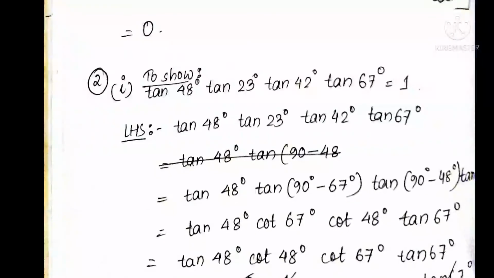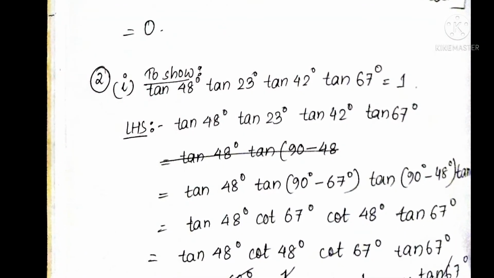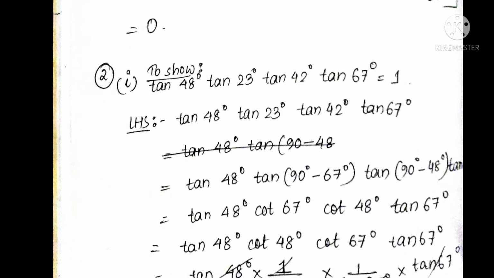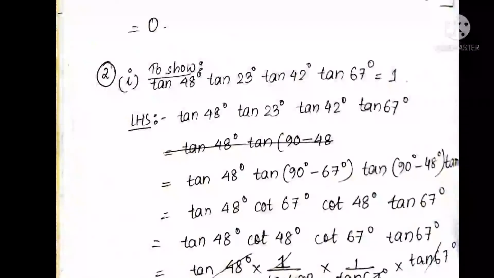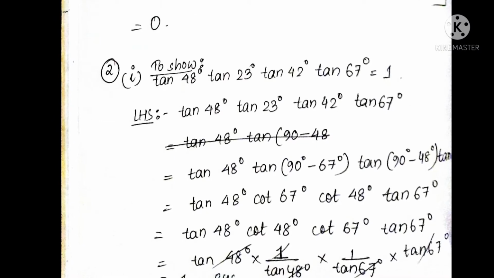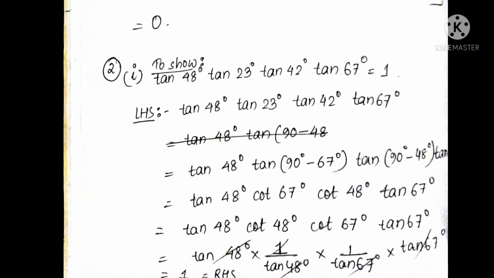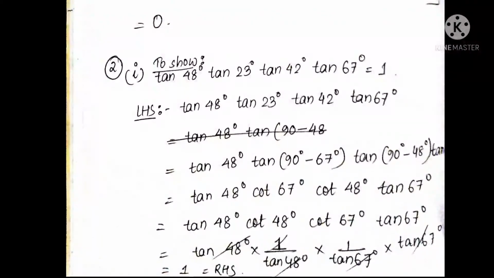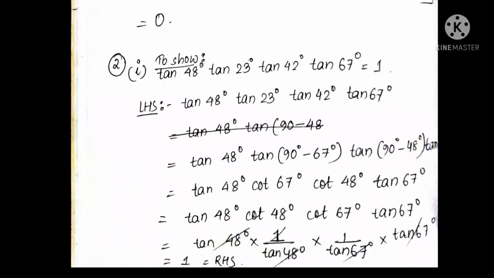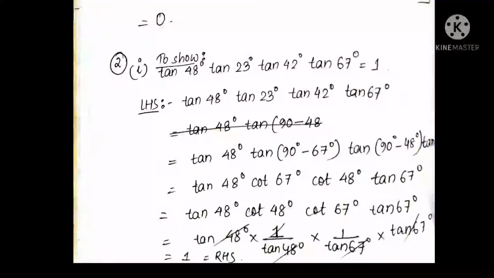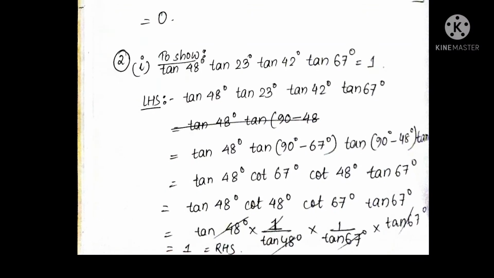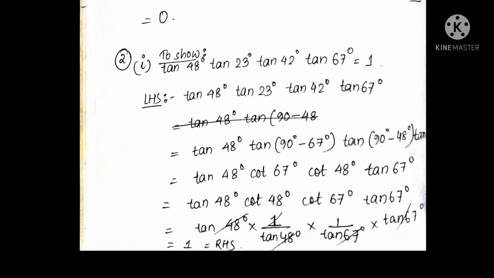So now let us take the angles which are same. So here you can see tan 48 degree and cot 48 degree. In these two trigonometric ratios, the angles are equal. Similarly, we can take cot 67 degree and tan 67 degree. So in place of cot 48 degree, we can write 1 by tan 48 degree, because cot is reciprocal of tan. Similarly, cot 67 degree will be equal to 1 by tan 67 degree. So after cancelling numerator and denominator, we get the value equal to 1. That will be our right hand side.